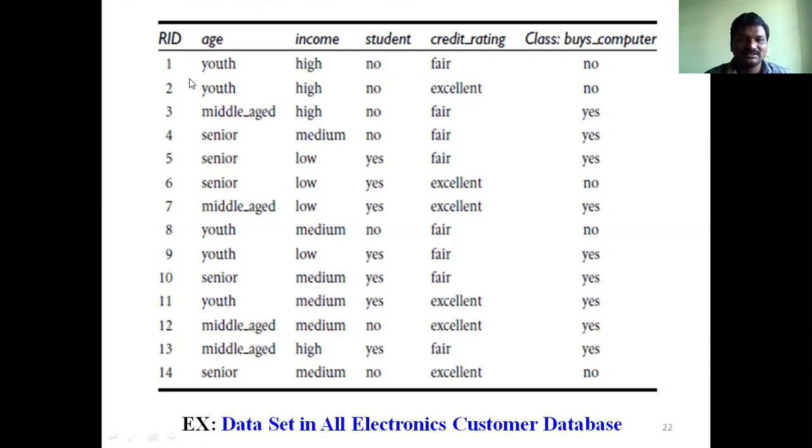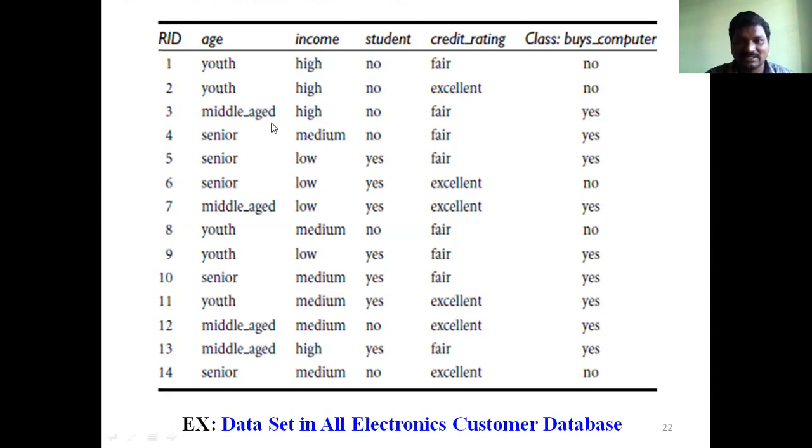Here, the first representation: age equal to youth, and then income is high, and he is not a student, and the credit rating is fair. No. Another important one is youth, high, not a student, credit rating excellent. No, he is not buying the computer. He is a youth, in the sense he is 0 to 20 years of age. Even though the credit rating is excellent here, he is not eligible to buy the computer.